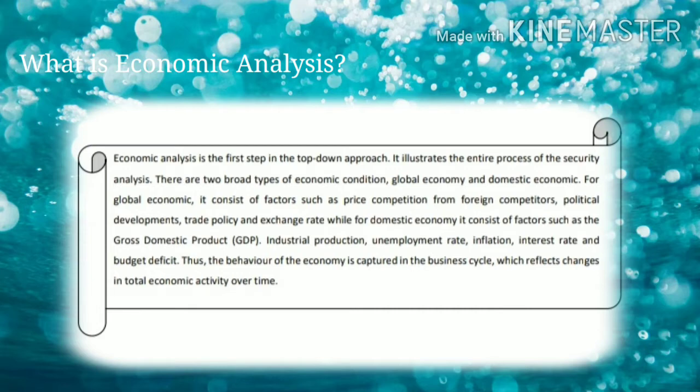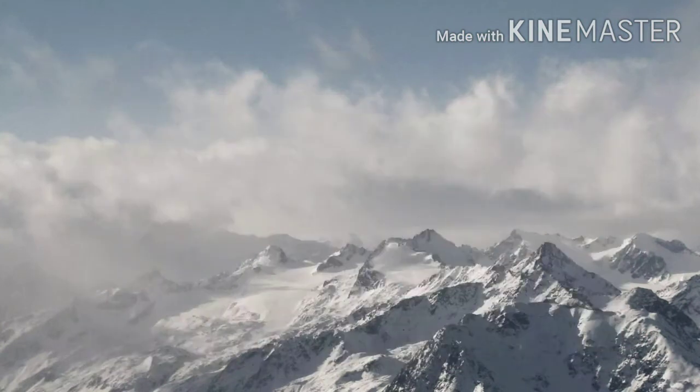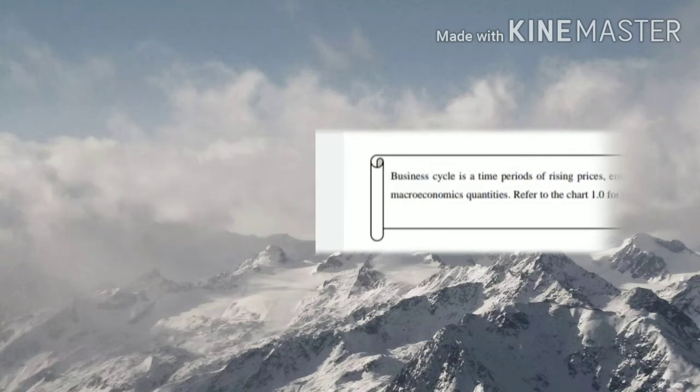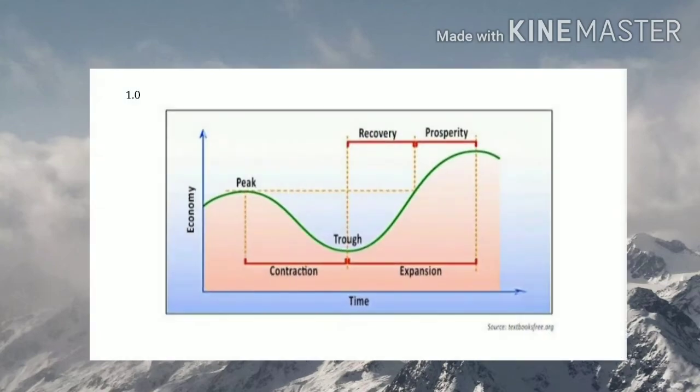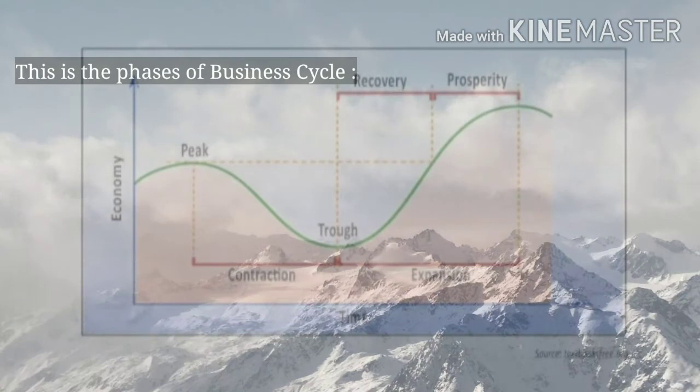Thus, the behavior of the economy is captured in the business cycle, which reflects changes in total economic activity over time. Business cycle is a time period of rising price, employment, and output that are followed by declines in these macroeconomic quantities. Refer to chart 1.0 for the business cycle process. These are the phases of the business cycle.